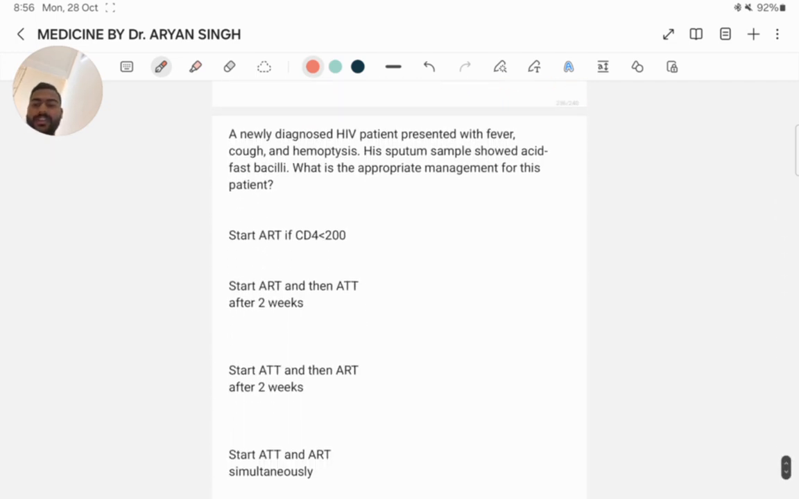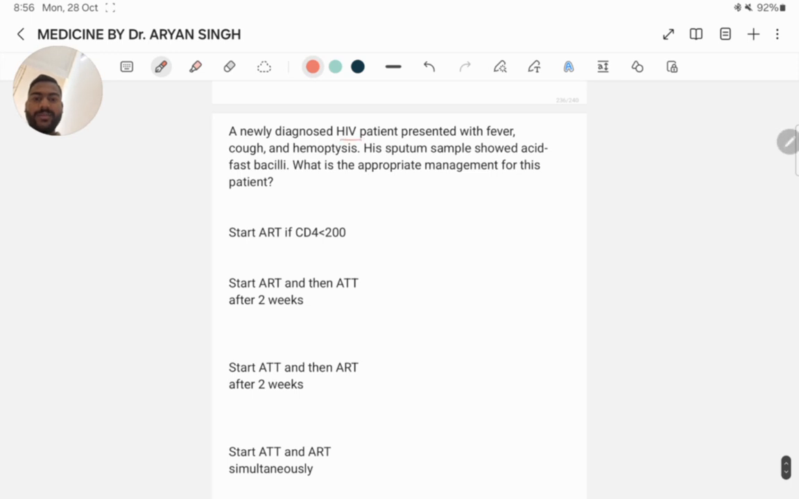Next question. A newly diagnosed HIV patient presented with fever, cough, and hemoptysis. His sputum sample showed acid fast bacilli. What is the appropriate management for this patient? Start ART if CD4 less than 200. Start ART and then ATT after 2 weeks. Start ATT and then ART after 2 weeks. Start ATT and ART simultaneously.